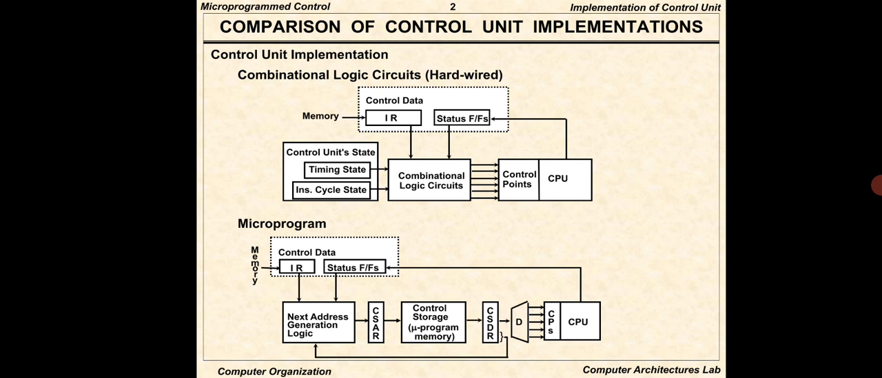Based upon that particular state, the data collected from the control data will be manipulated and the resultant control signals will be given to the control points. From those control points, it will be directed to the CPU. Okay, so this is something about your hardwired control unit. If you look at this hardwired control unit, everything will be done using a hardwired type.